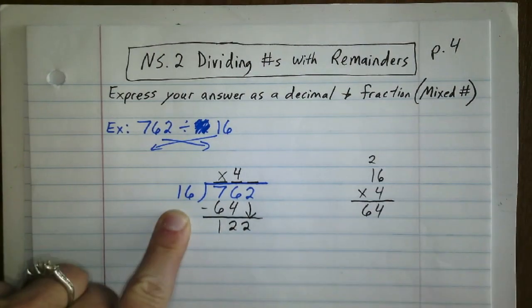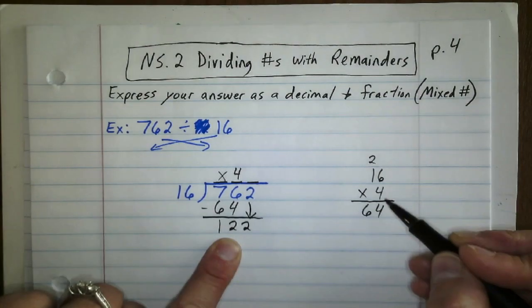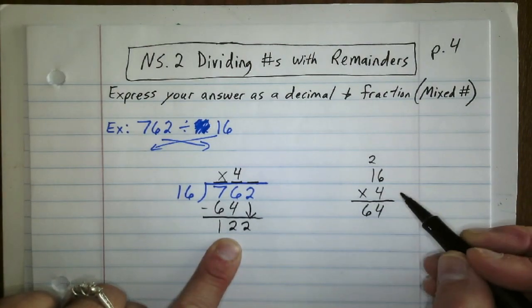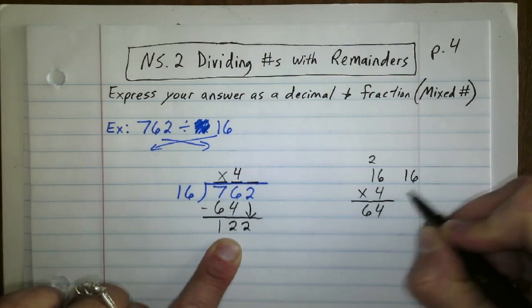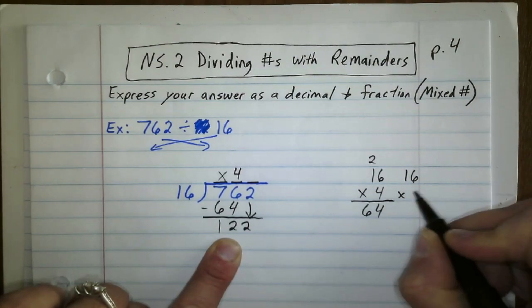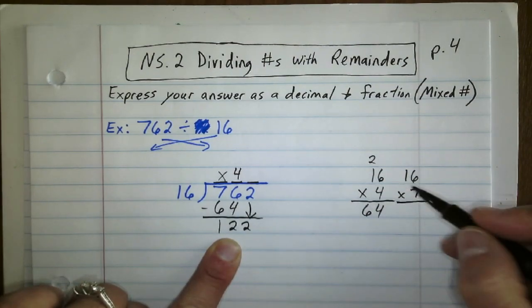Now you're looking at how many groups of 16 go into 122. And I know it's more than 4. I'm going to guess it's more than 5. I'm not really sure. So you might have to try to the side here, like 16 times maybe 7. You try 7 out to the side here. And you don't need to erase any of this work. This is good to leave.